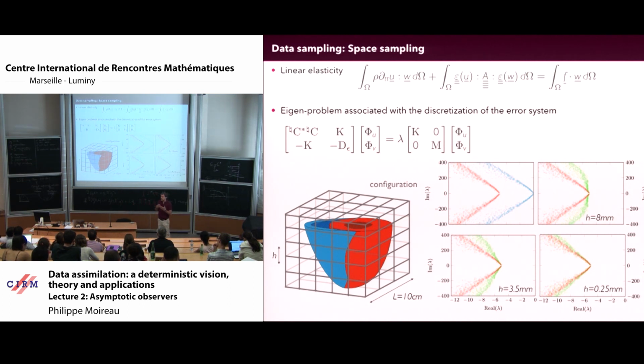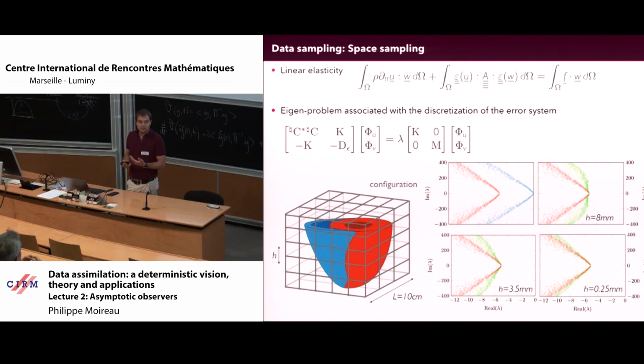So again, it's completely consistent with the fact that the sampling of the data will impact the quality of the estimation, okay? So sampling of the data in time and in space impacts the estimation.